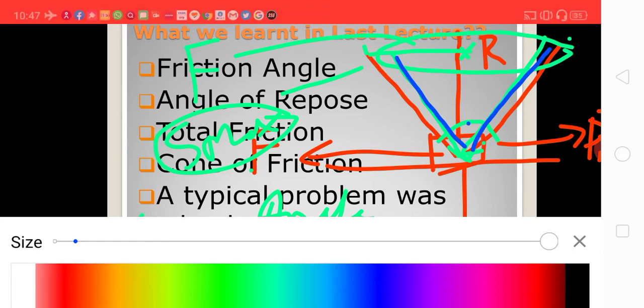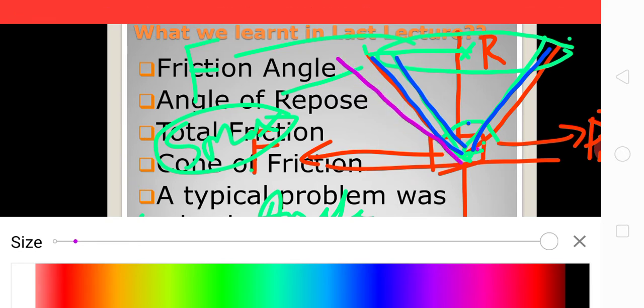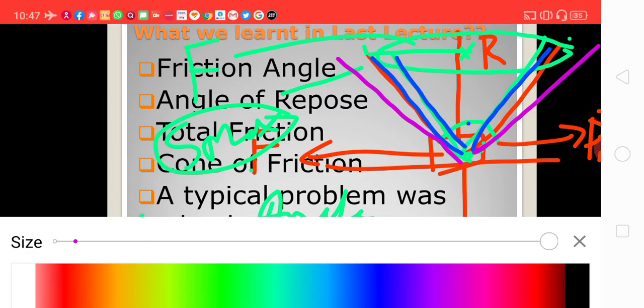Then any power transmitting machines will be self-locking in nature. As and when this R increases beyond the impending condition, such that the total reaction goes out of the friction cone, then the machine will become not self-locking, and by its own, it will get screwed down.